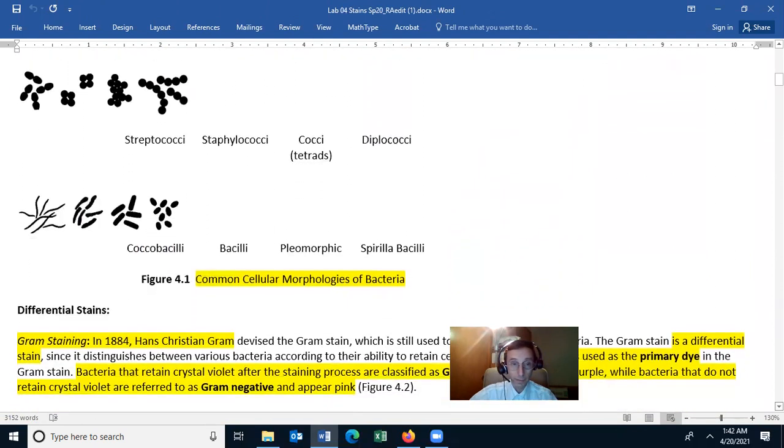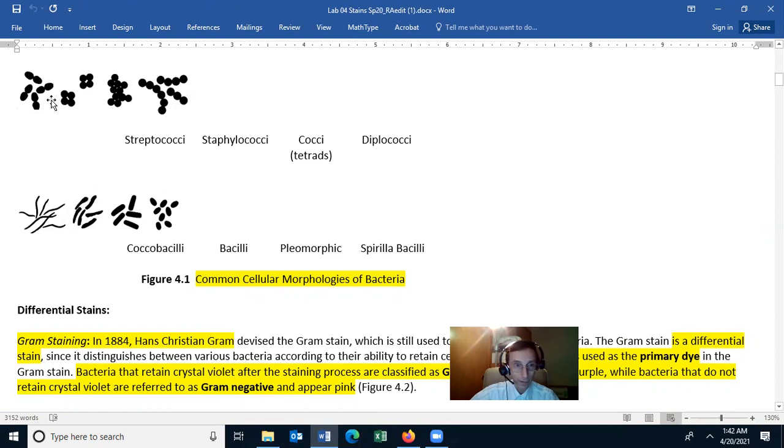All right, in this picture we're looking at different cells, and these cells are cocci. You can notice that the cocci can grow in different cellular growth arrangements. They can be single cocci, which aren't shown here, that would just be one cocci. Cocci are ball-shaped cells. They can be diplococci, which is shown here. They can be tetrads, shown here.